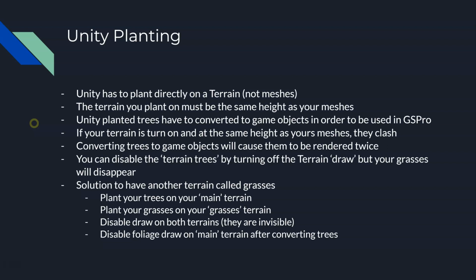So when we plant with Unity tools, they're called Unity terrain planted trees, but they can't be used by GS Pro. GS Pro actually needs game object trees. I know you're kind of like, well, what's the difference there? Well, I'm going to show you in a minute. But the bottom line is we're going to have to do some conversion so that our trees can be used by GS Pro.